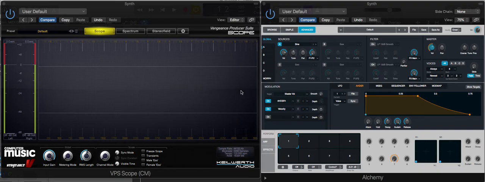Hello all. So today we're going to be talking about the different waveforms used in subtractive synthesis and looking at what makes them different. Okay, so I am going to be using the oscilloscope and spectrum analyzer in VPS Scope and Alchemy. So starting with the sine wave.